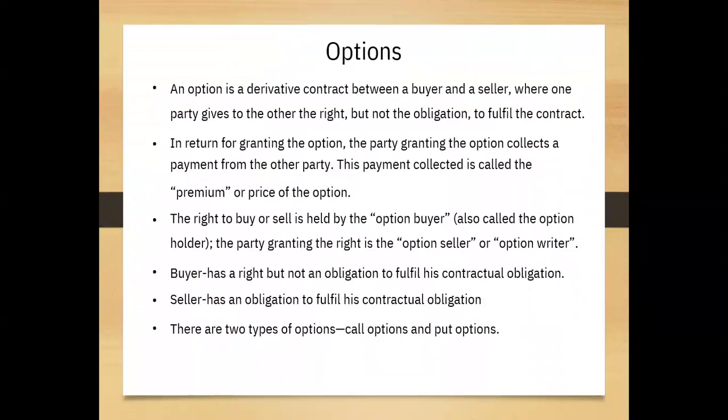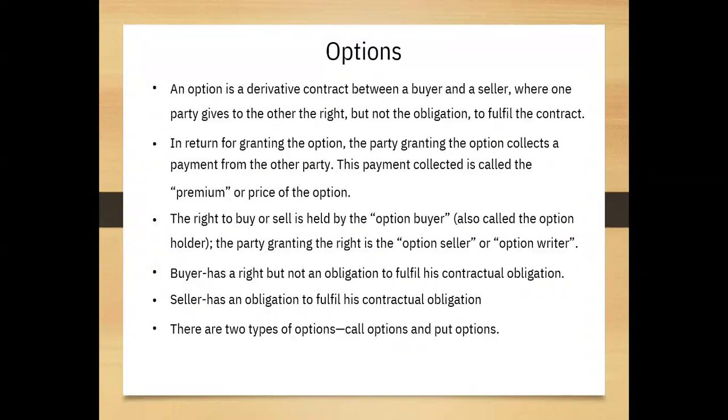An option is also a derivative contract between a buyer and a seller. Here, one party gives the other the right but not the obligation to fulfill the contract. In return for granting the option, the party granting it collects a payment from the other party, which is called the premium. Right to buy or sell: the option buyer is the option holder, and the option seller is the option writer. The buyer has the right but not the obligation. The seller has an obligation to fulfill the contract.